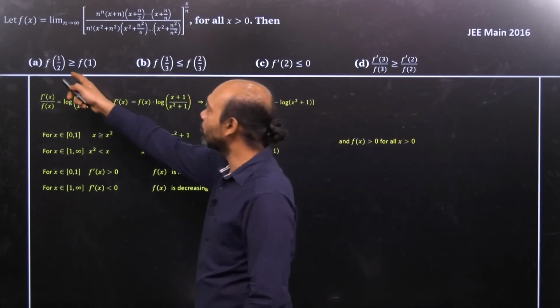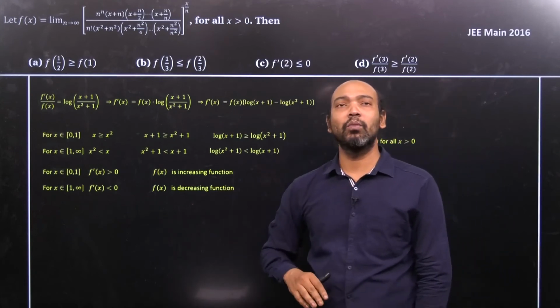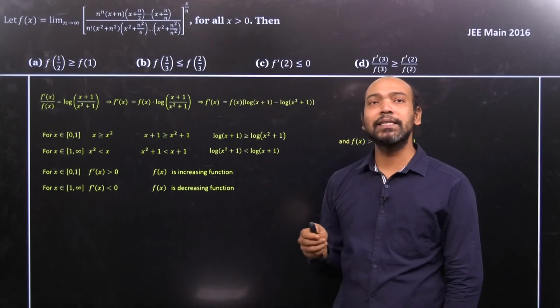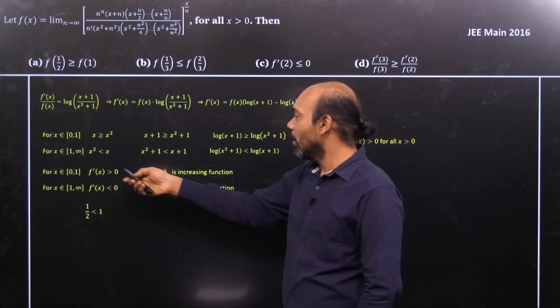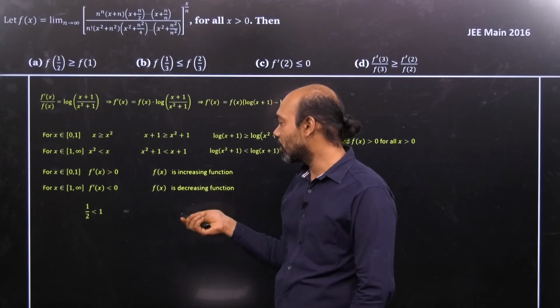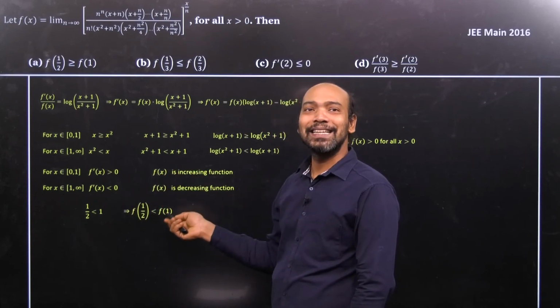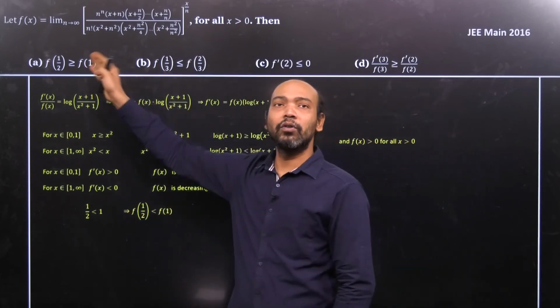Now see option 1, or option A. It says f(1/2) and f(1). So which is greater? We'll say that f(1/2) is less than f(1), right? Now as we considered that on the closed interval 0 to 1, f(x) is an increasing function, therefore f(1/2) is less than f(1), right? That's a very normal approach. So therefore this is a wrong option.